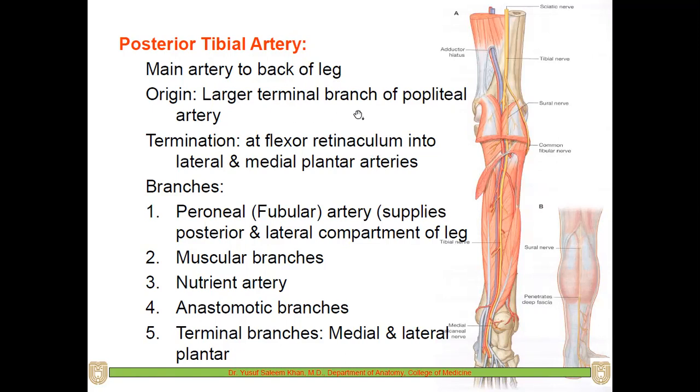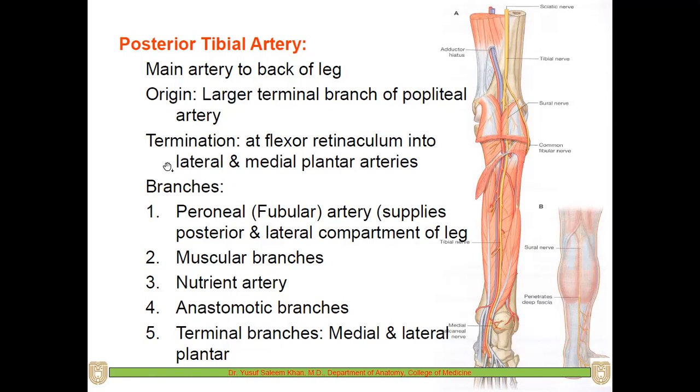The origin is the larger terminal branch of the popliteal artery, as we said. So it is a larger branch from the popliteal artery. Termination is at the flexor retinaculum into the lateral and medial plantar arteries. If you see here, it comes down and divides into two branches, the lateral and medial plantar arteries, which will supply the plantar compartment of the foot, meaning the sole of the foot. It will supply the sole, which is also called the plantar compartment. So it will divide into medial and lateral plantar arteries.